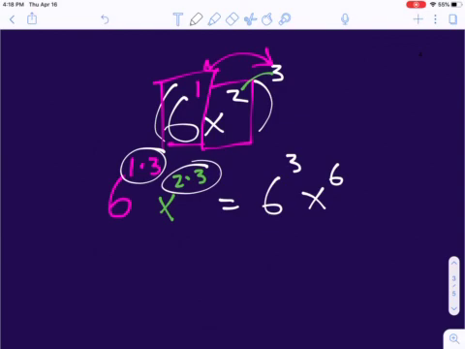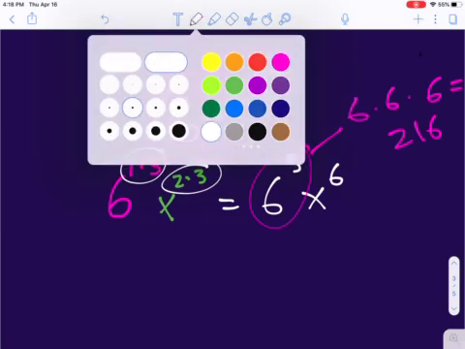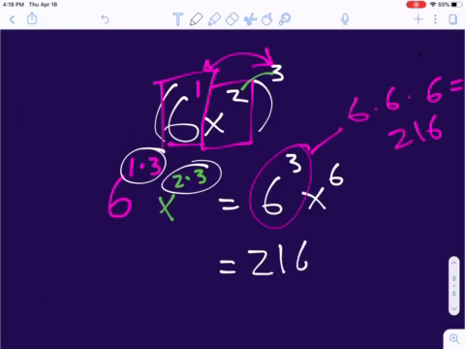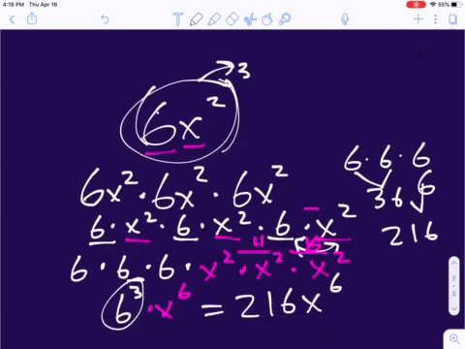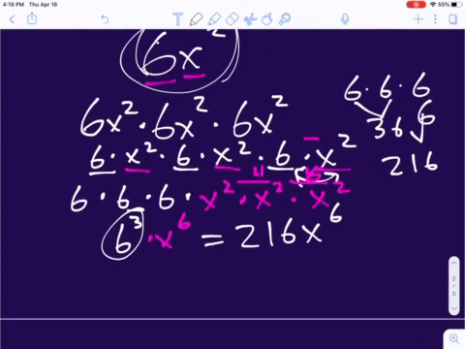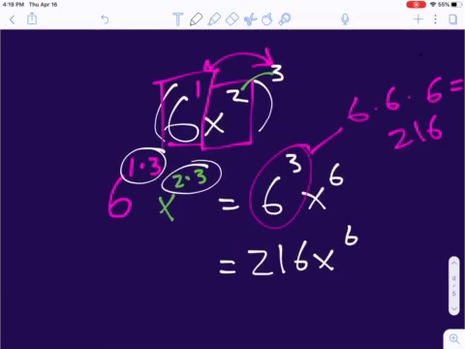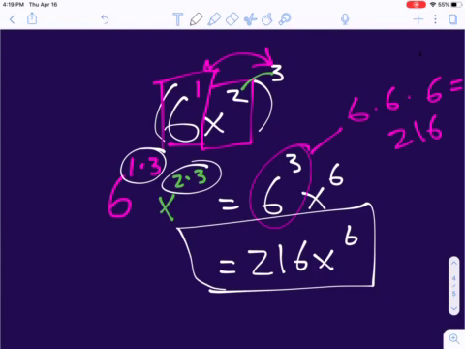And then I'm going to do what I did before and figure out that 6 to the third power is 6 times 6 times 6, which is 216. Then I'm going to rewrite this in its finished form as 216 x to the 6th power, which, if I remember correctly, is what we found before. Except we did a lot more work before to get to that. So you see how much less writing there is on the page? That's the idea. It's to give you a quick and easy tool for finding this.